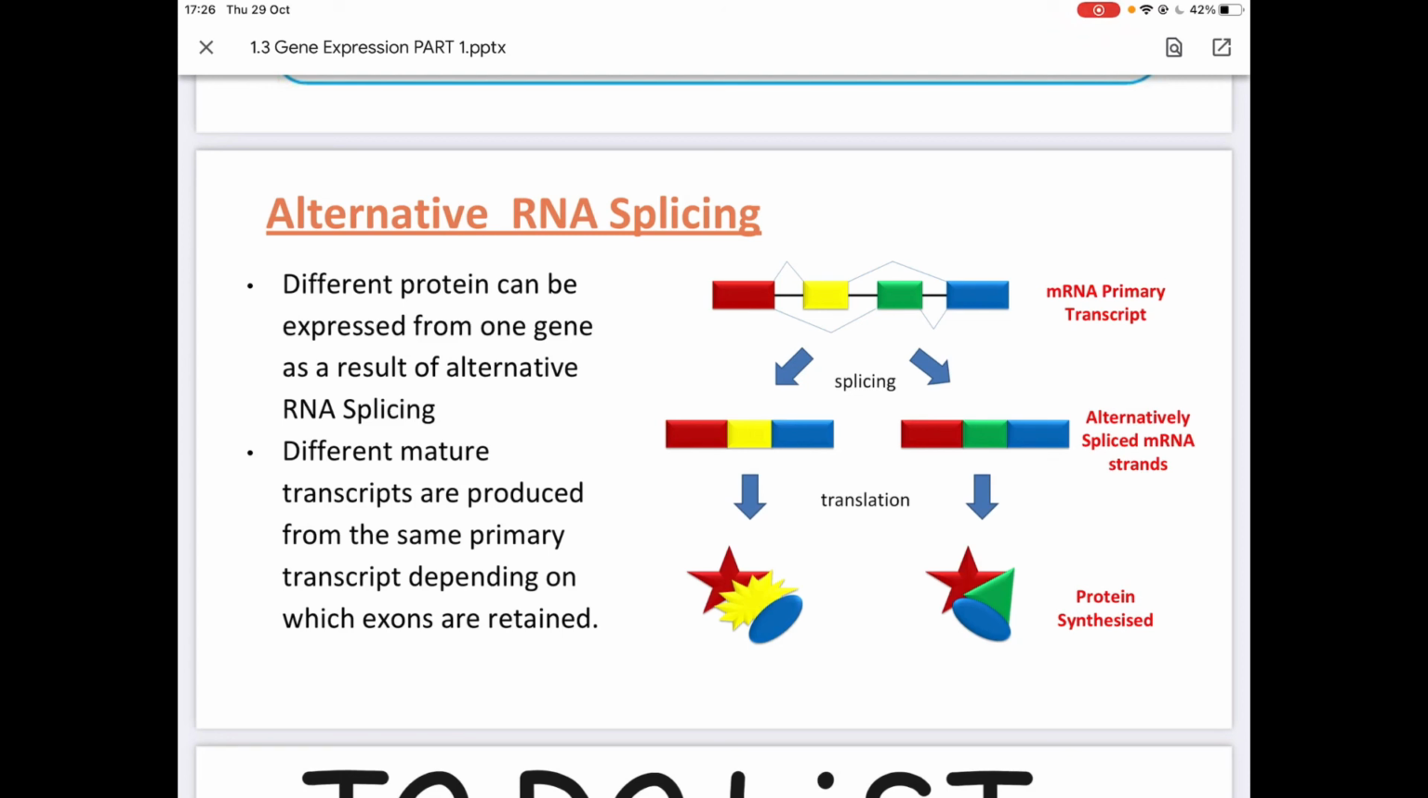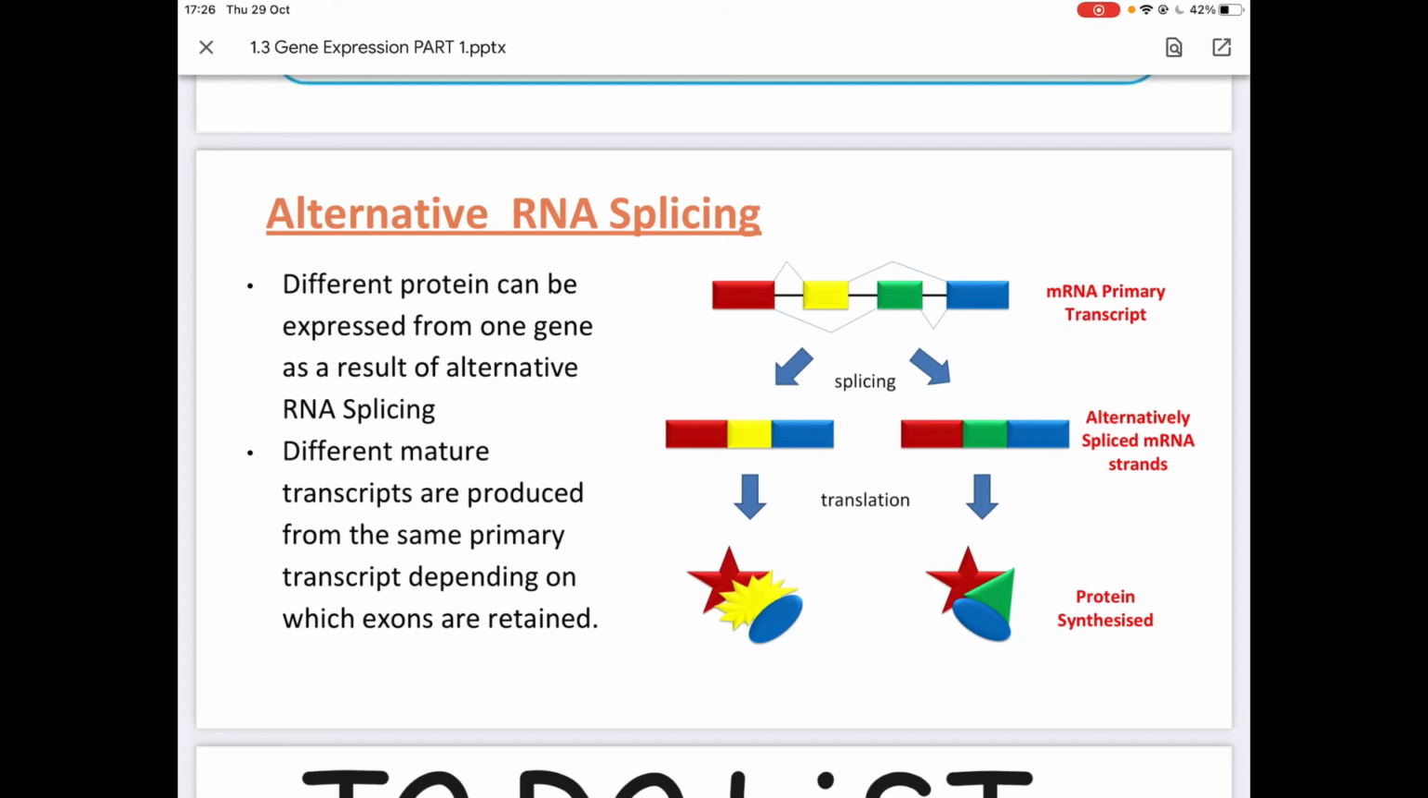So at the top, we have an mRNA transcript, okay? So it has introns and exons. It's still the same thing. The introns are removed and the exons are joined together. The only difference in alternative splicing is which exons are joined. So here you can see it goes red, yellow, green, blue. So we can remove the introns and then we can join together the red, the yellow and the blue, but we're not retaining the green.